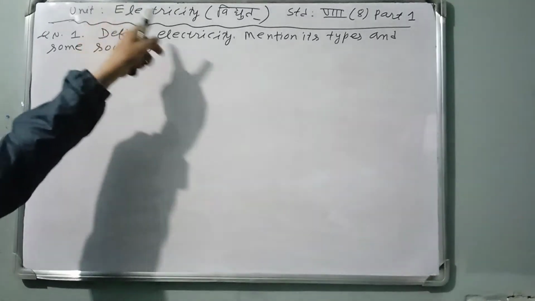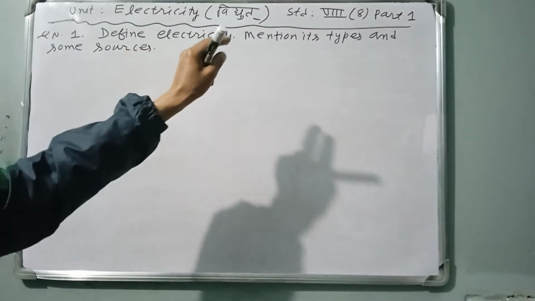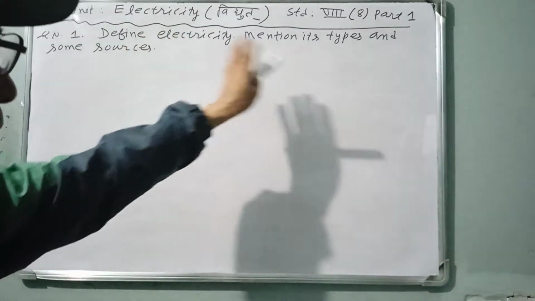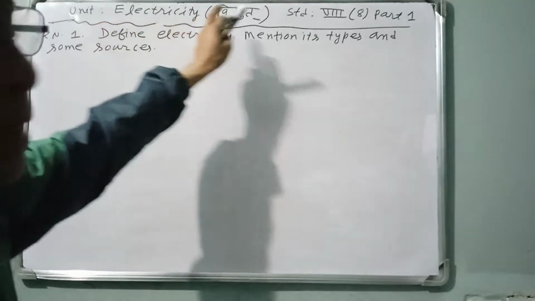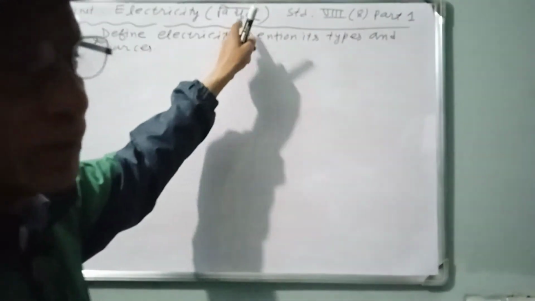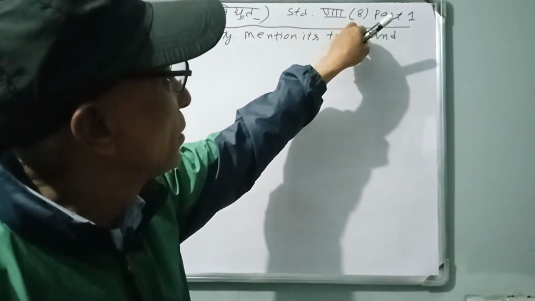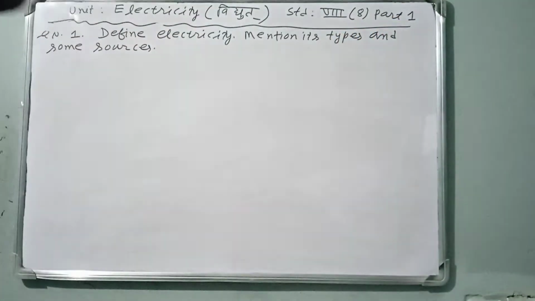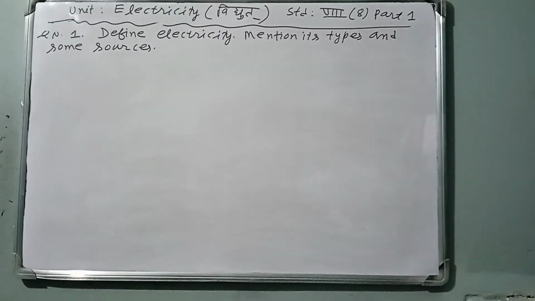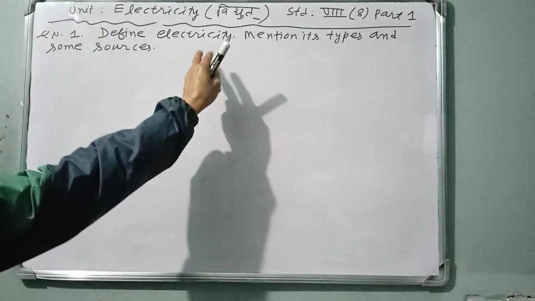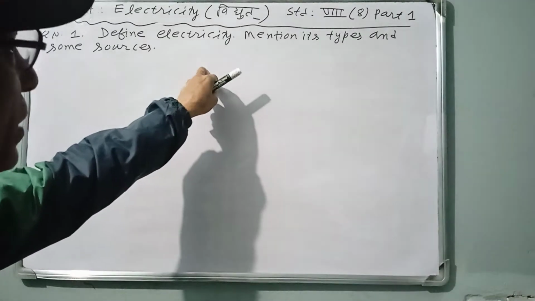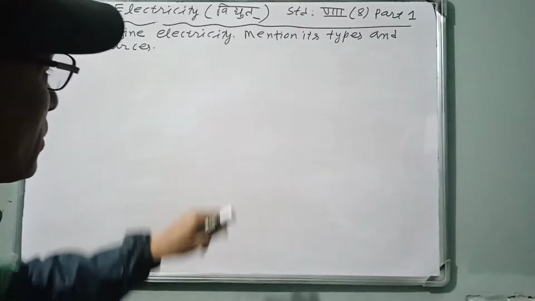Afternoon, class 8, especially class 8, but it is related to class 6, 7, 8, 9 all. Unit: Electricity, Vidyut. Standard 8, BLE for theory exam, part 1. Main objectives of this lesson are: what is electricity, types of electricity, sources of electricity, uses of electricity.